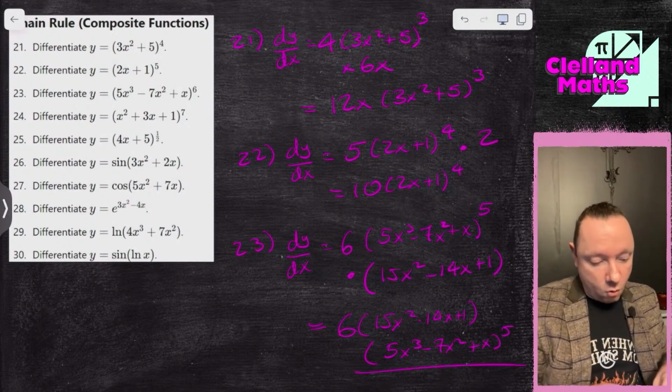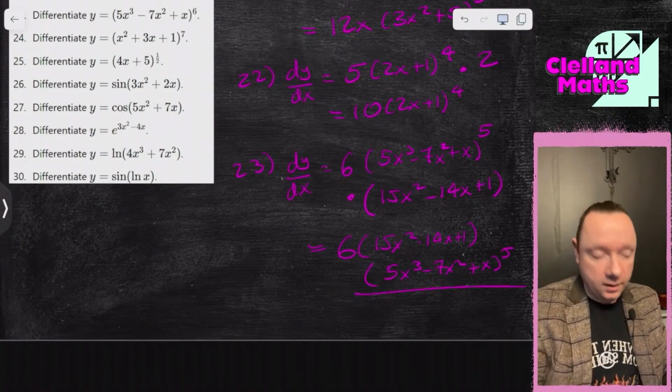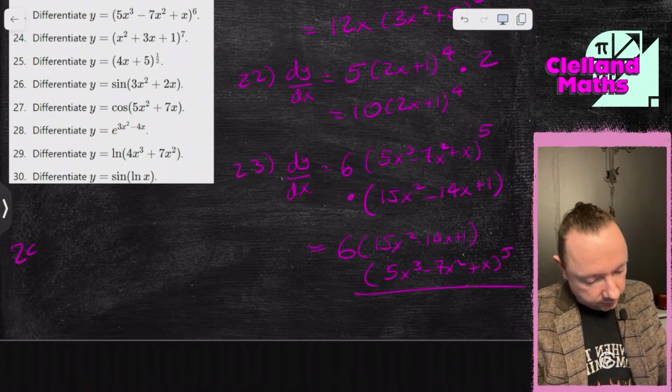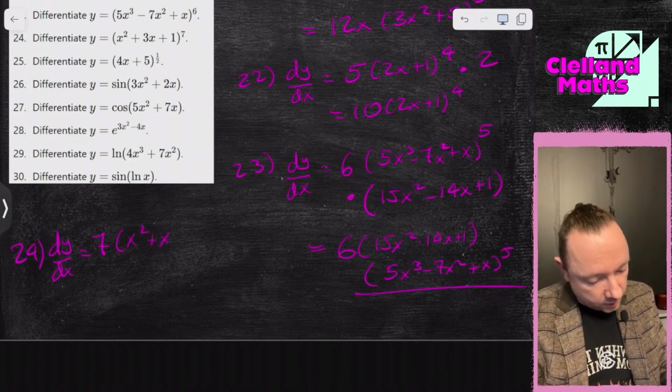Right, we're on 24. X squared plus 3x plus 1 all to the power 7. I'll just do it here. dy by dx. 7 times x squared plus 3x plus 1.